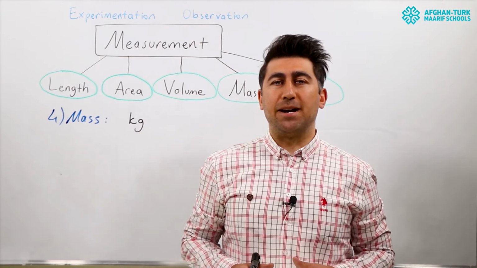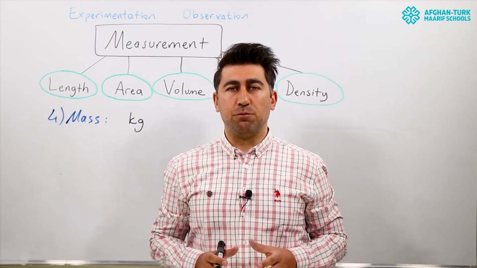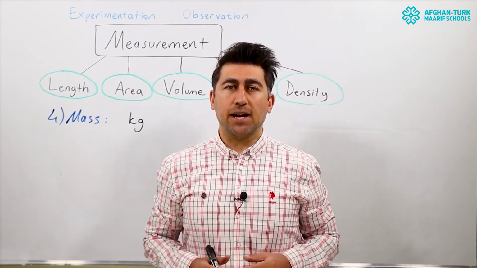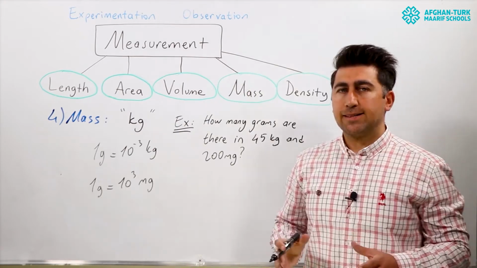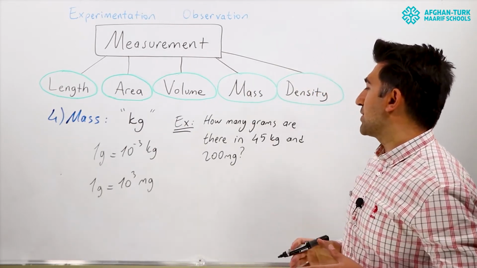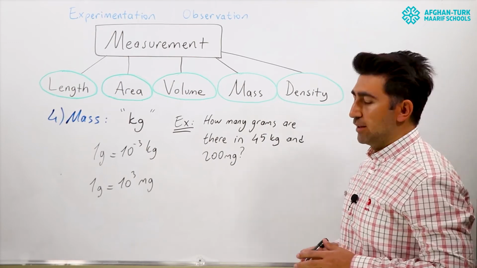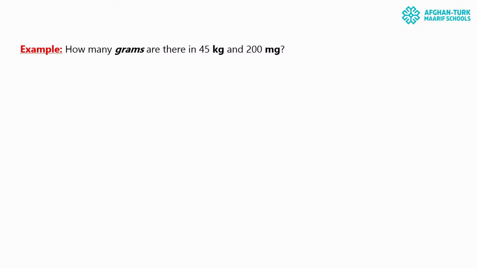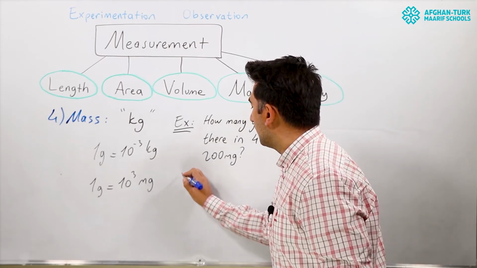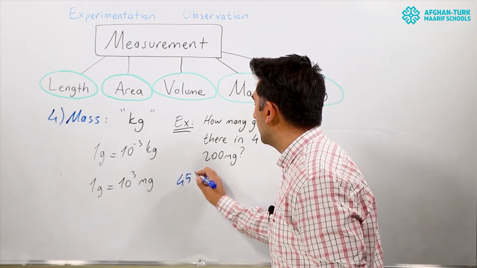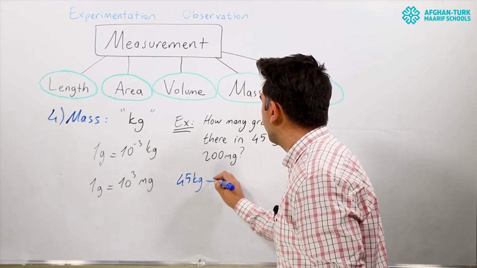Continue. First one is mass. Mass is the amount of matter in an object. The SI unit of mass is kilogram. The example says how many grams are there in 45 kilogram and 200 milligram. First, we start with 45 kilogram. We have to convert 45 kilogram into gram.